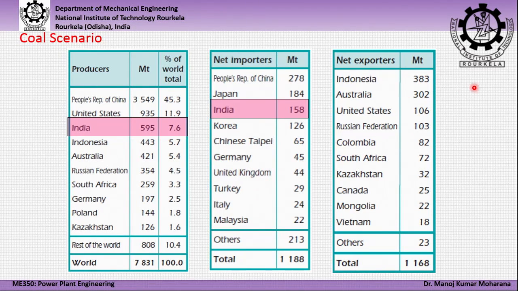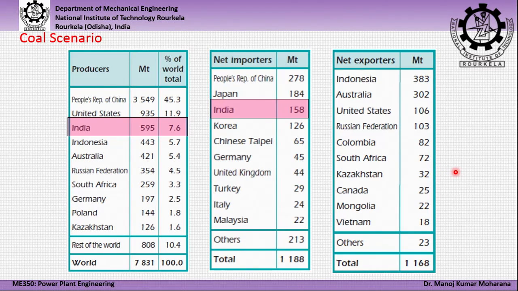Then the third table lists the exporters, where you will see India is not positioned in this list. The basic reason is that though we are producing a lot of coal, we are also consuming a lot of coal. So that is why we need to also import from other countries. Considering our population is very high, second highest in the world, there is a requirement of a lot of energy, and we are heavily dependent on coal as the primary source of energy. That is why, in addition to a lot of production of coal, we are importing, but we are not exporting any amount of coal to any other country.